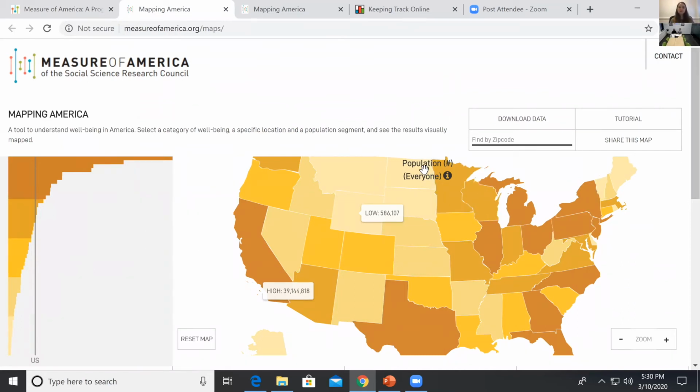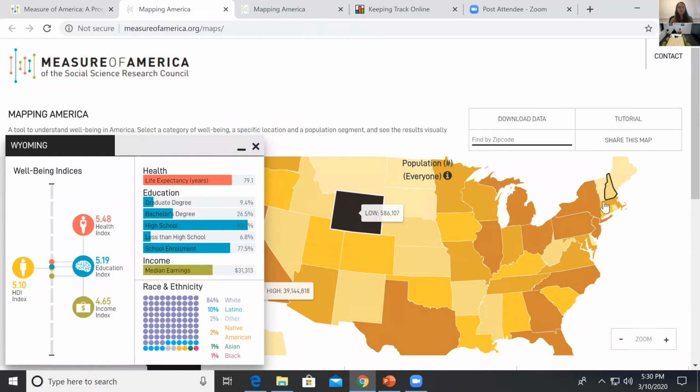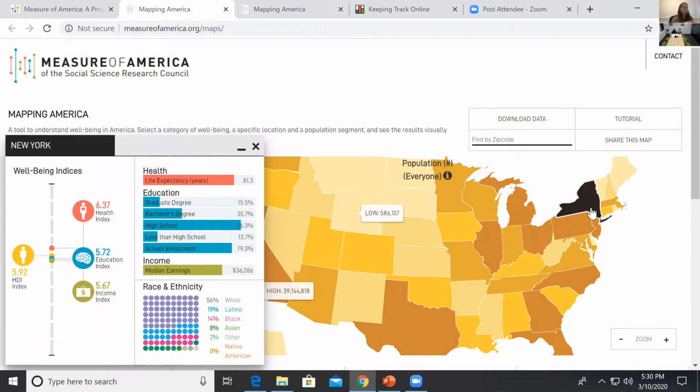It just automatically populates by state as population. So you can look at any state you want. We're here in New York. And once you click on a state, it'll give you what is called a well-being index. And so you can go in and read what all of these indexes sort of mean here and what these numbers are broken down to on the about pages and the understanding Measure of America pages.